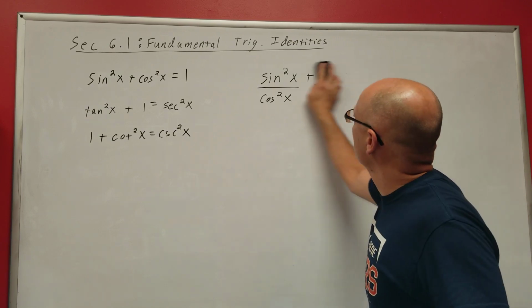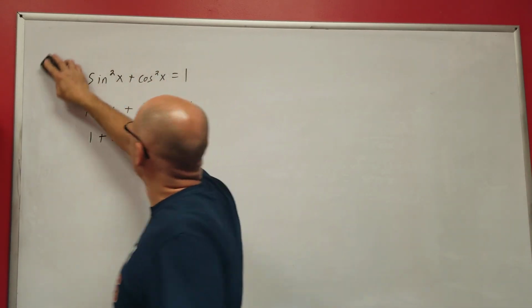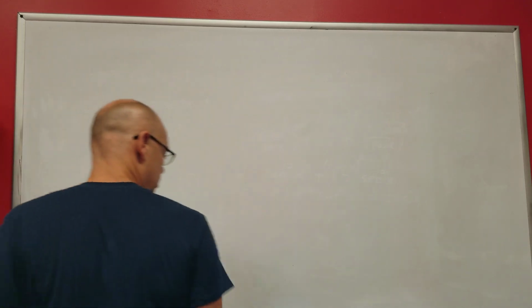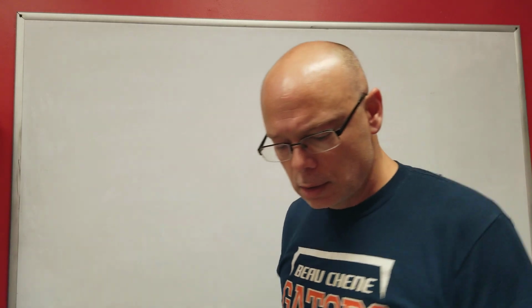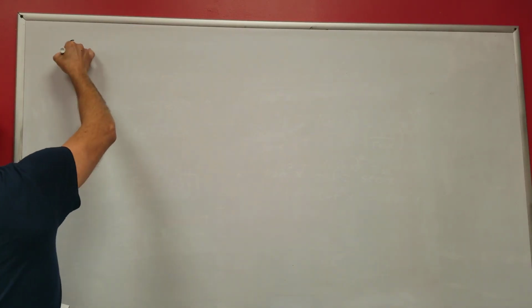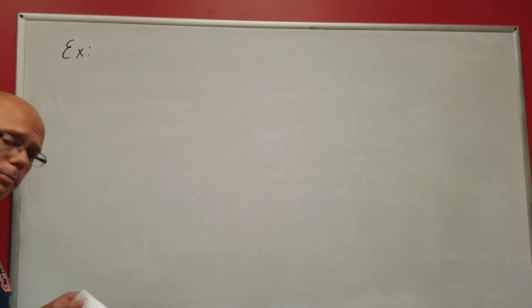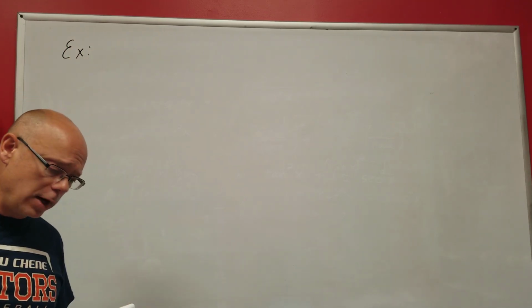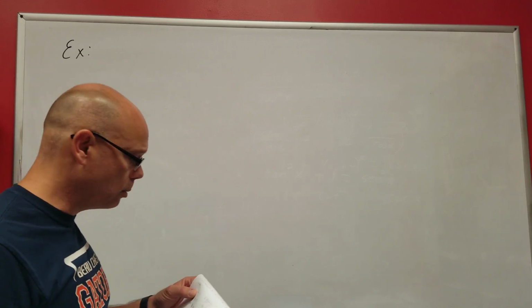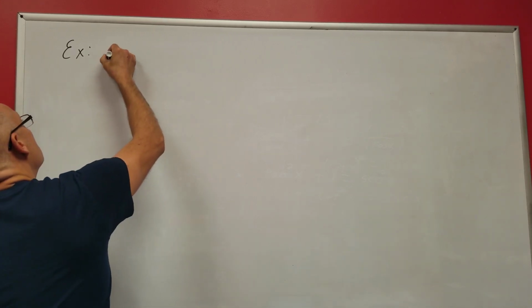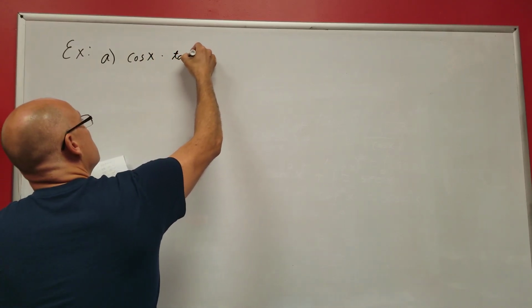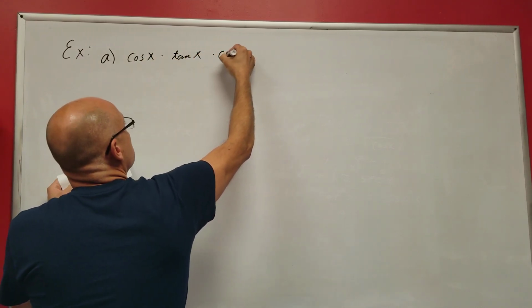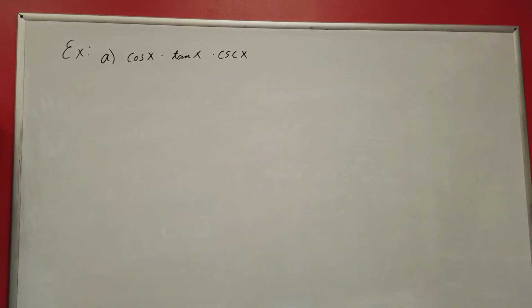All right, so now we're going to get into section 6.1. Now, be patient, this is usually a harder section for students. We're about to see why. Well, this first example is not too bad. It's whenever we get to verify. But let's look at this first example. It says, simplify each expression, write the final form with no fractions. Then we have cosine of x times tangent of x times cosecant of x.